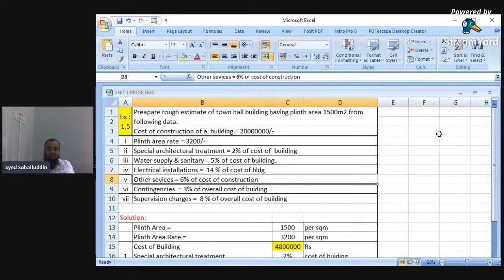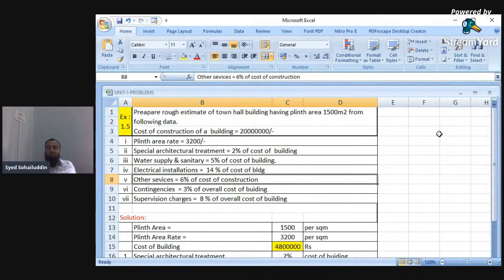These are not just simple percentages; they depend upon experience, on how much cost is incurred in producing a particular item of work. So this has been fixed by various engineers: 2% is taken by architectural, 5% by water supply, 14% by electrical installation, and other services will take 6% of the cost of construction.